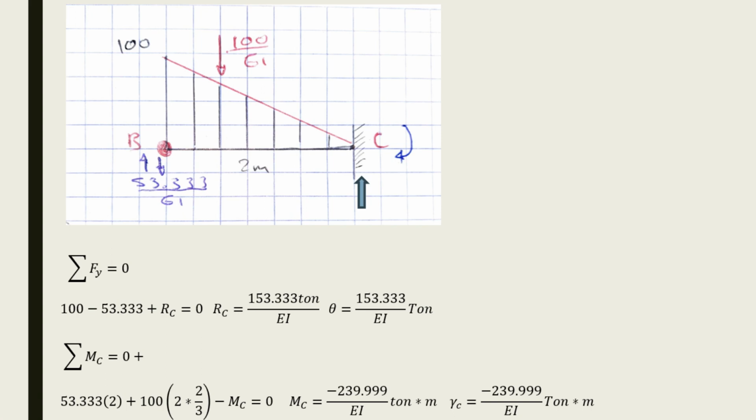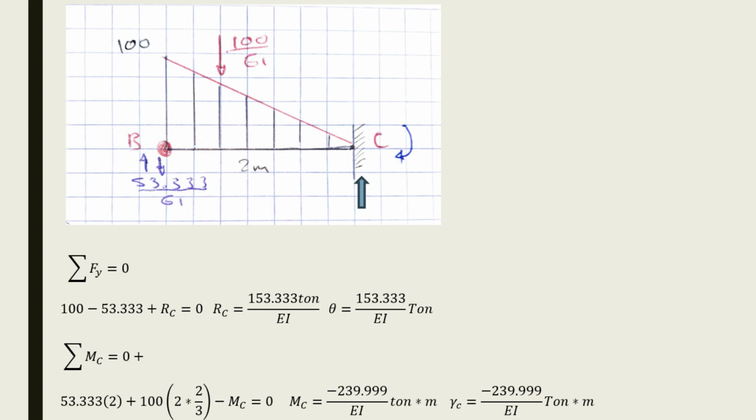Finally, we will calculate the slope and the deflection in C. To find the slope in C, we make the sum of forces in Y equal to 0. Developing, we have that the reaction in C is equal to 153.333 tons over EI. Now we know that the shear in the conjugate beam is equal to the slope in real life. Then the slope at C is equal to 153.333 tons over EI.